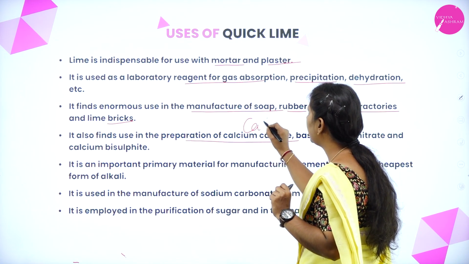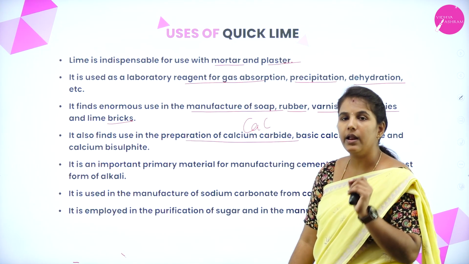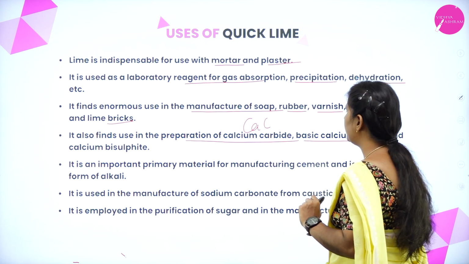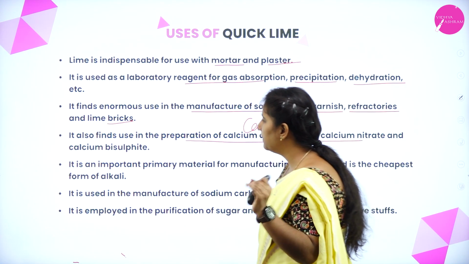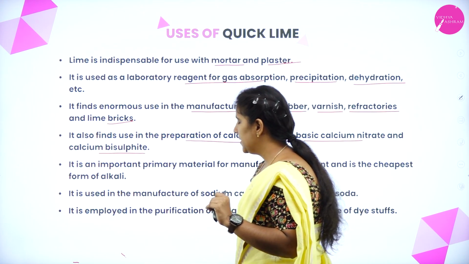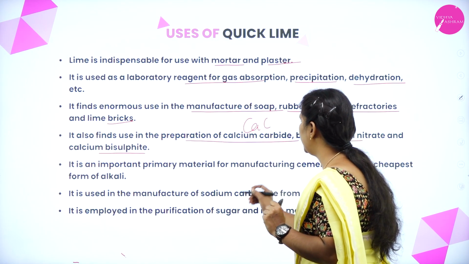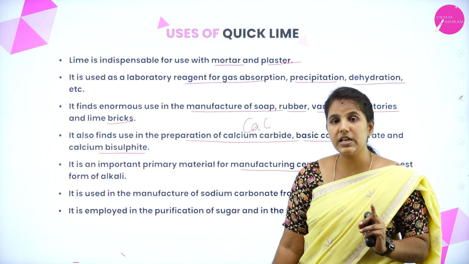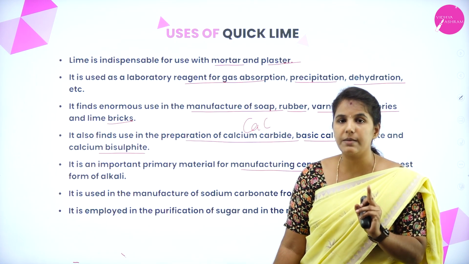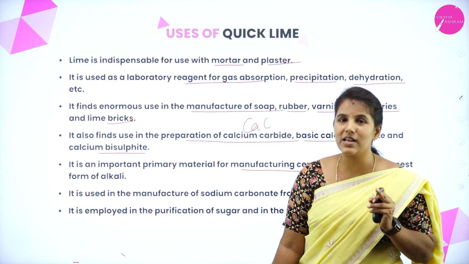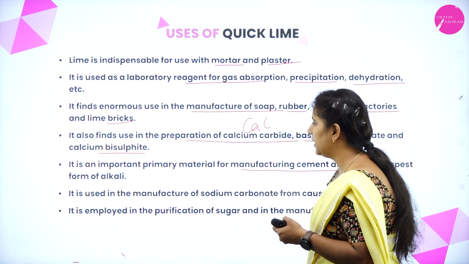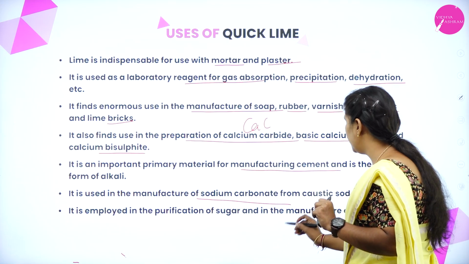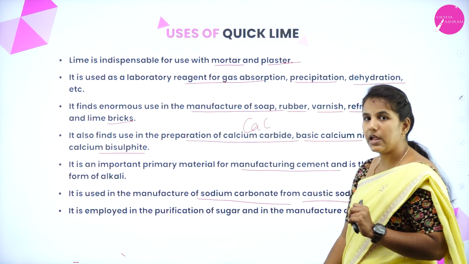So the calcium carbide can also be prepared by using calcium oxide with a basic calcium nitrate and a calcium bisulfite. It is an important primary material for the manufacturing of cement. So especially for the manufacturing of cement, we use calcium oxide as one of the raw materials, and it is used in manufacturing of sodium carbonate to form a caustic soda.